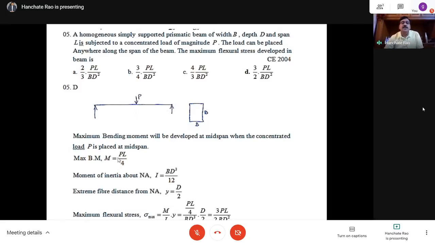If you want stress, we want M by Z. What is Z? Z is equal to I by Y max. What is I? BD cube by 12 for a rectangular section. Y max is equal to D by 2. So sigma is M by I into Y max. Substitute M value PL by 4, I value BD cube by 12, and Y as D by 2. So you get 3 PL by 2 BD square. Answer D is the correct response.